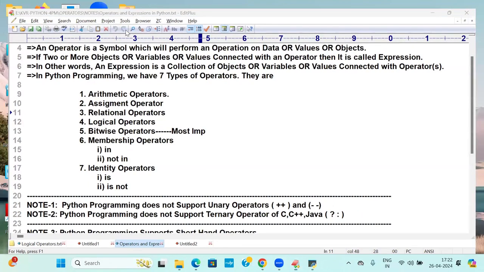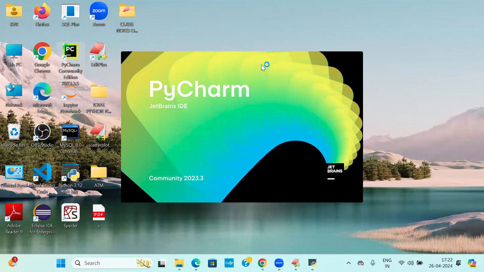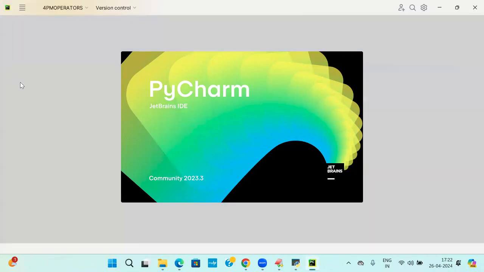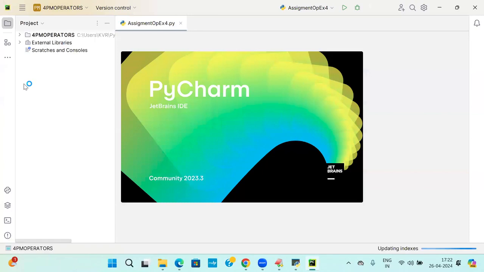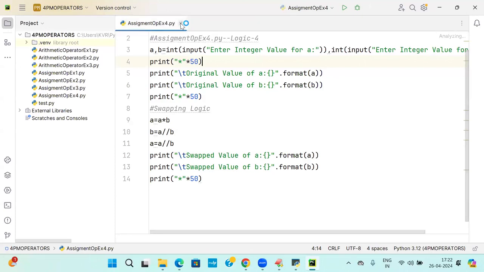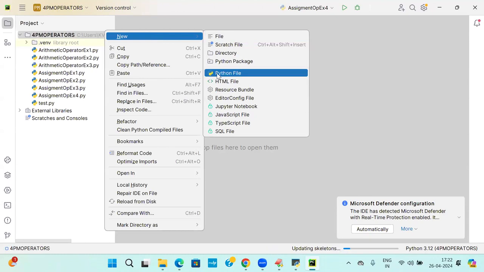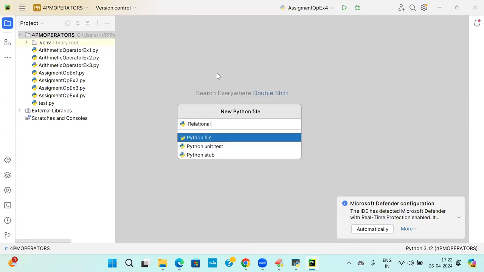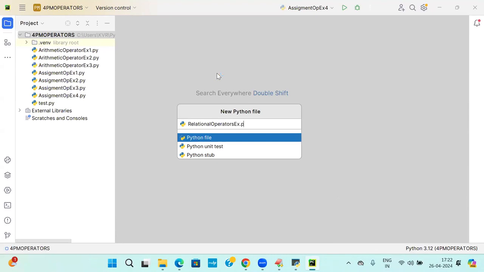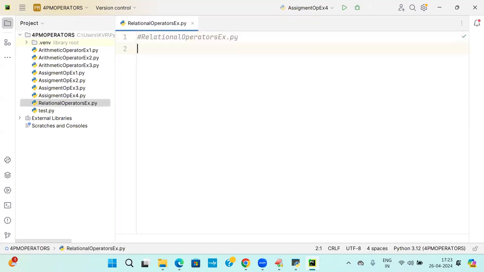Let me go to PyCharm. There I'm going to show you. Okay, look at this, students. Students, carefully follow. Here I'm going to take up a new file, relational operators example.py. Then coming to this place, now I'm going to take the data.